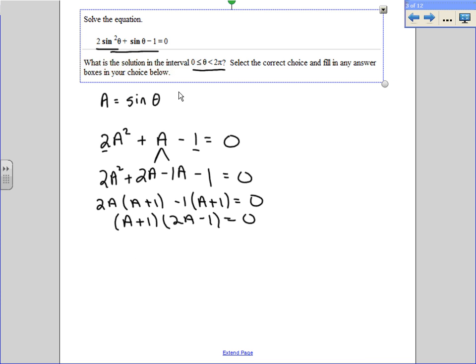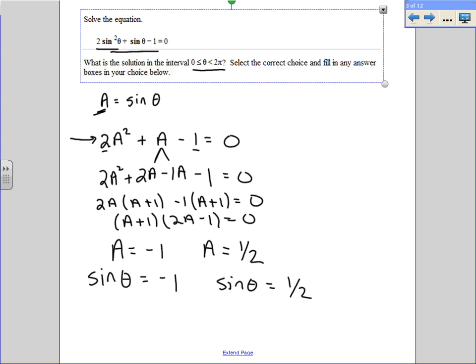So our solutions for a here would be a equal to negative 1, and a equal to positive 1/2. Now, those aren't the solutions to my trig equation. That was more of my algebra equation here. So recall that we let a be sine of theta. So now I'm going to substitute that back in and solve for the trig part. So we get the sine of theta equals negative 1, and the sine of theta equals 1/2.